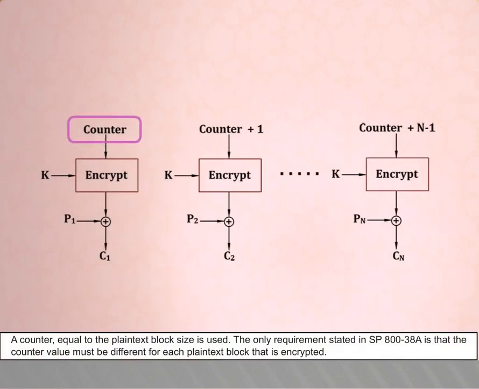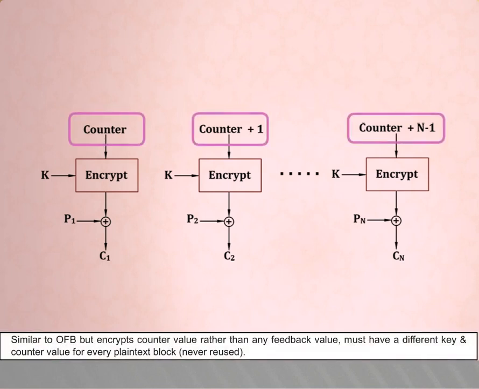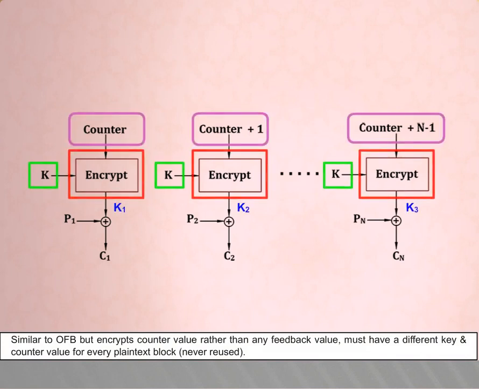A counter equal to the plaintext block size is used. The only requirement stated in SP 800-38A is that the counter value must be different for each plaintext block that is encrypted. Typically, the counter is initialized to some value and then incremented by 1 for each subsequent block. Similar to OFB but encrypts the counter value rather than any feedback value, must have a different key and counter value for every plaintext block, never reused.